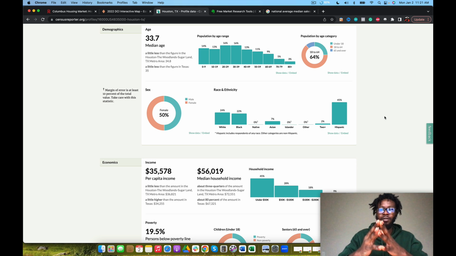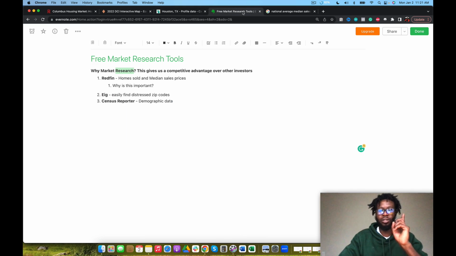Very important stuff. So guys, to recap, the 3 sites I use are Redfin, and that's for the homes sold and the median sale prices. EIG.org, that's to easily find the distressed zip codes in your market. And Census Reporter. This is mainly for demographic data like poverty, race, also socioeconomic data as well.